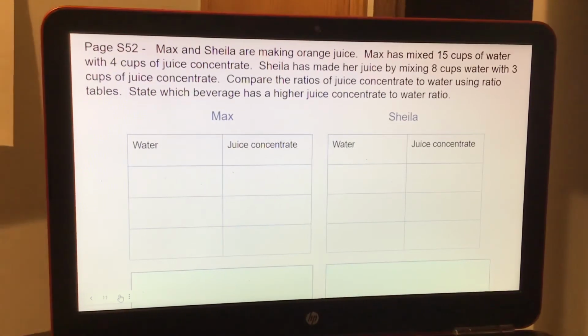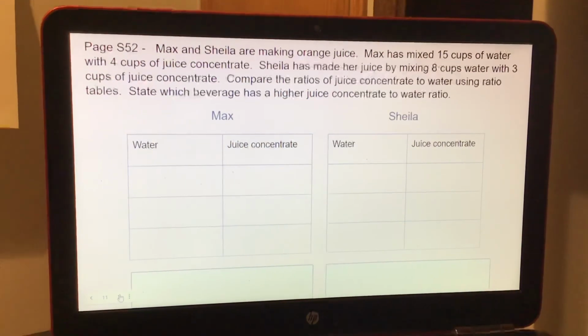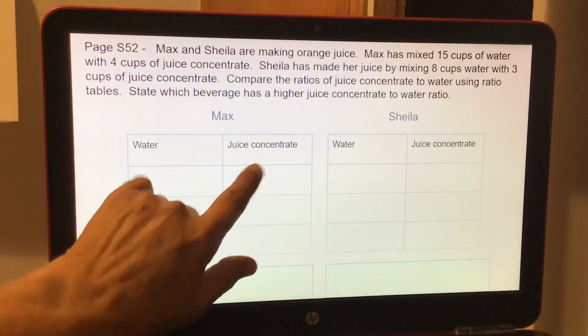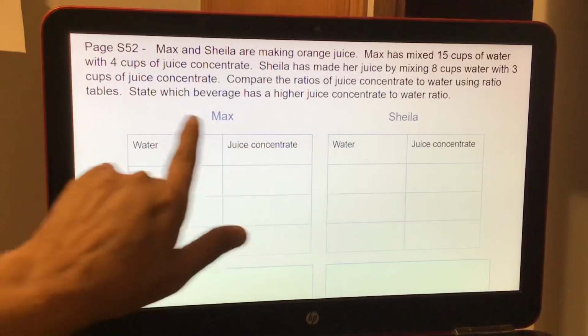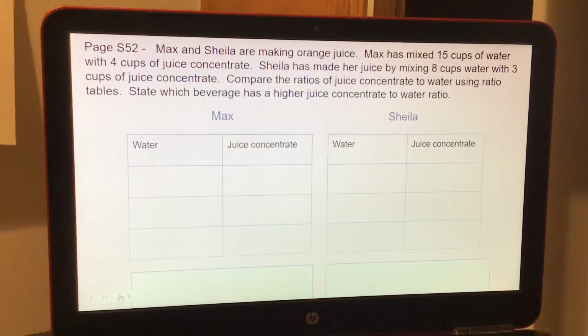Now we are on page S52. Max and Sheila are making orange juice. Oh my goodness. Max has mixed 15 cups of water with 4 cups of juice concentrate. Sheila has made her juice by mixing 8 cups of water with 3 cups of juice concentrate. Compare the ratios of juice concentrate to water using the ratio table. State which beverage has a higher juice concentrate to water ratio. So, I don't like how they do this. This should be over here, and this should be over here. But it's fine. We'll figure it out.